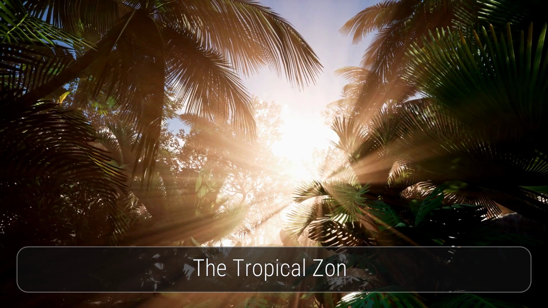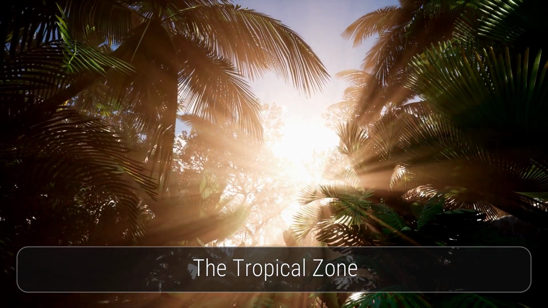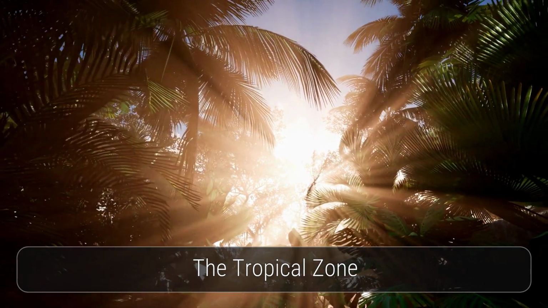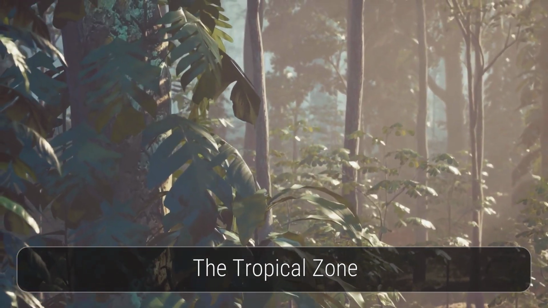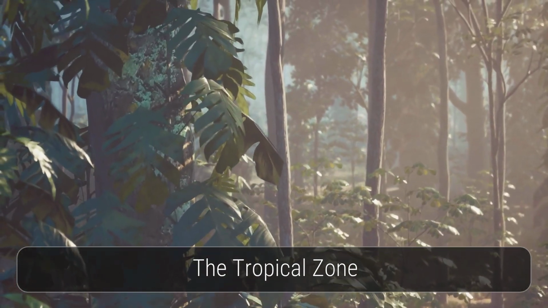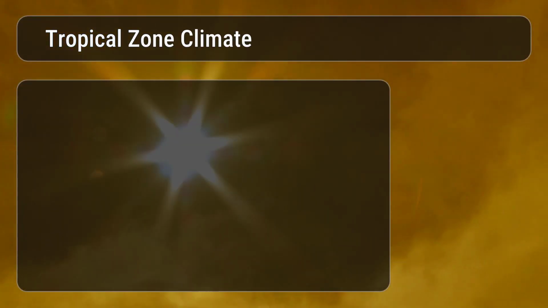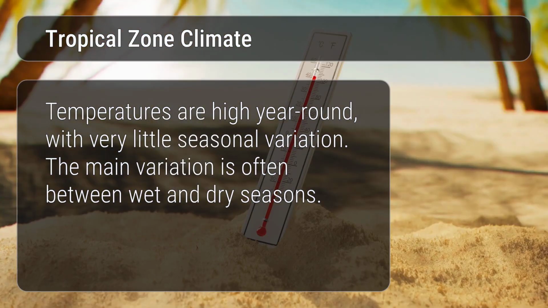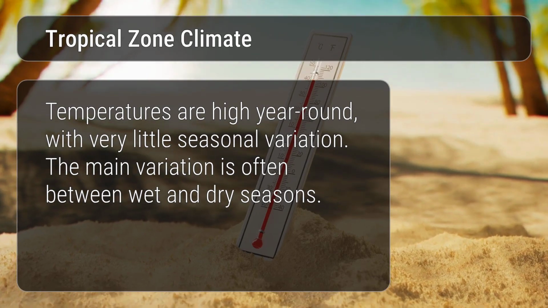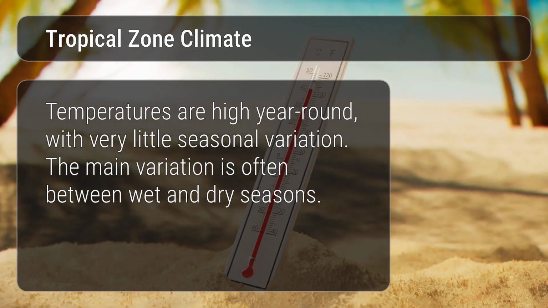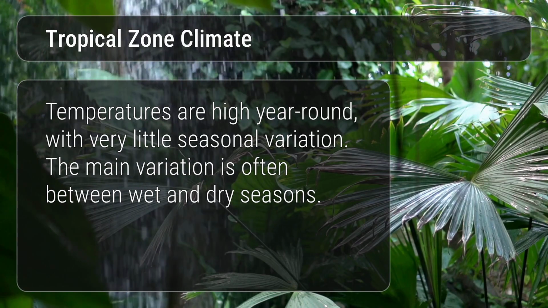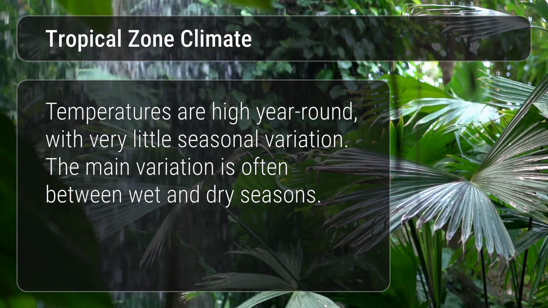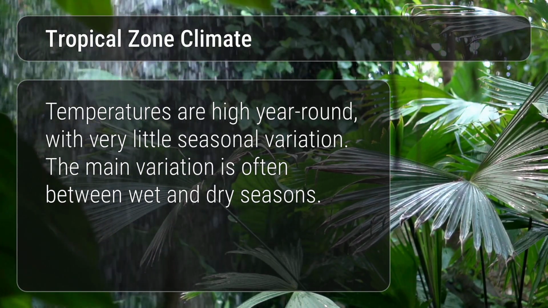The tropical zone is located around the equator, roughly between the Tropic of Cancer in the north and the Tropic of Capricorn in the south. This zone receives the most direct sunlight throughout the year. Because of this, the tropical zone is known for being hot and humid. Temperatures are high year-round, with very little seasonal variation in temperature. The main variation is often between wet and dry seasons, rather than hot and cold seasons.